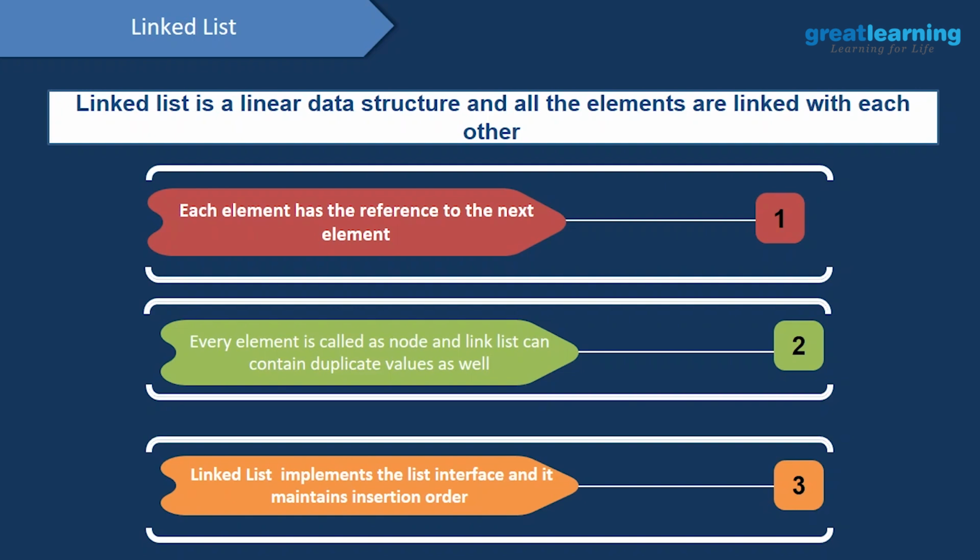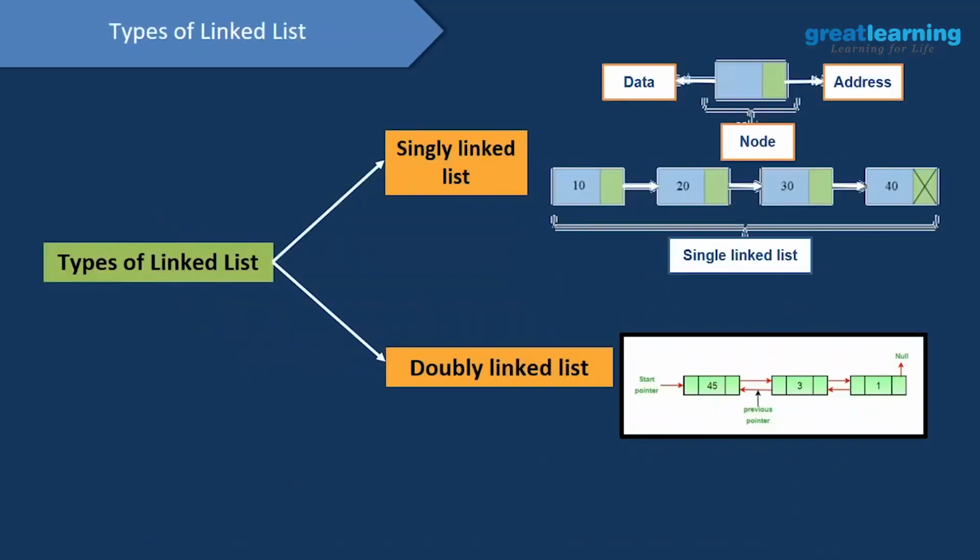A linked list also has the set and get methods as well. The performance of a linked list using add and remove is far better than an array list, but worse in the get and set methods, right? This is the thing you need to remember when we start talking about the collection framework. Now let's see what types of linked list we have. We have singly linked list and doubly linked list.